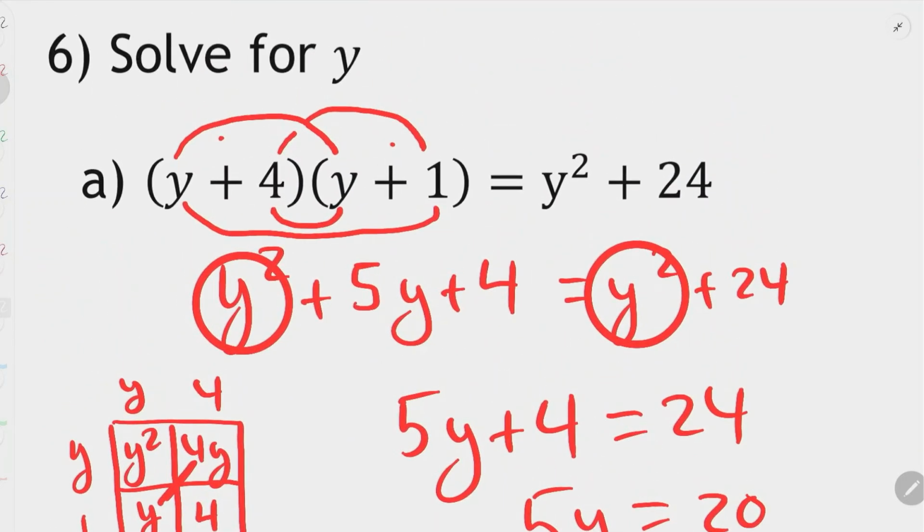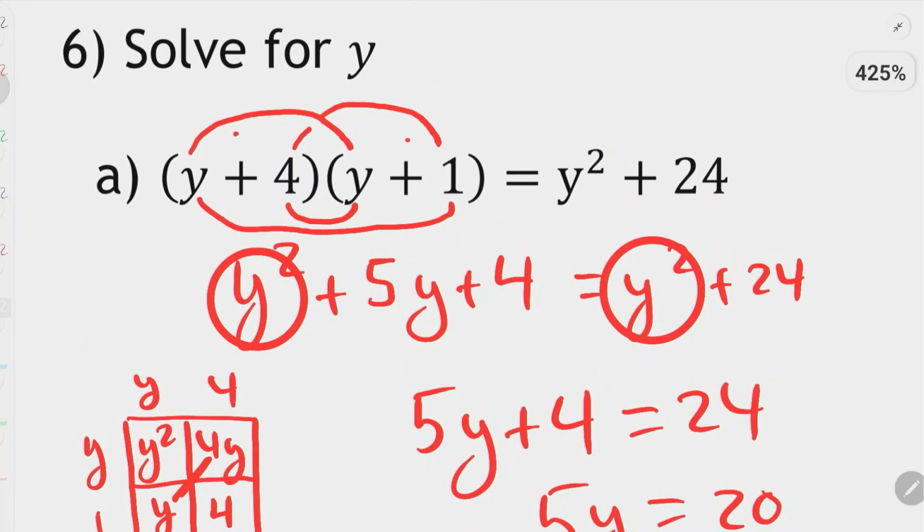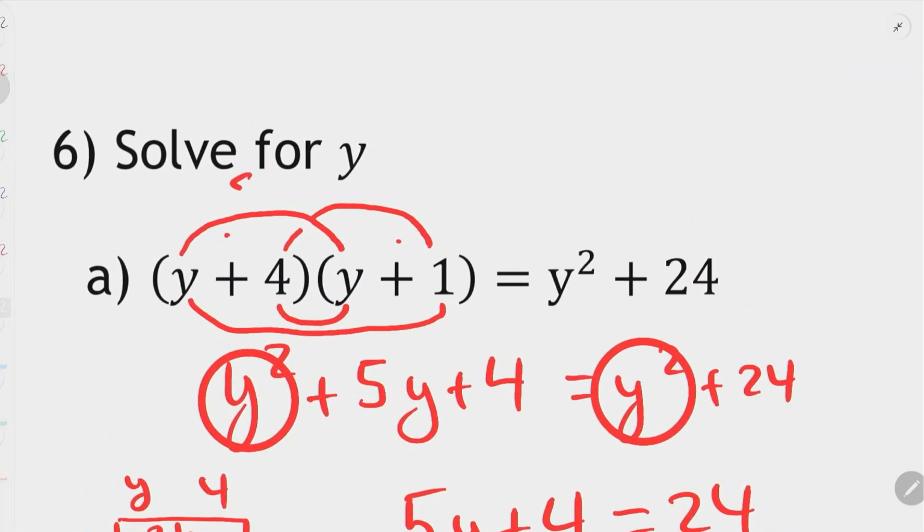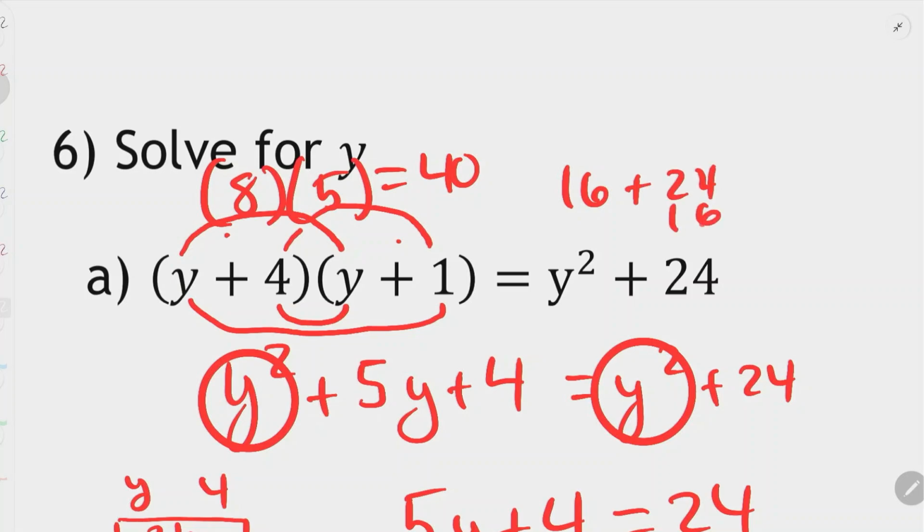If I come back up here and I check this, 4 plus 4 is 8. So this becomes an 8 times 4 times 5. This becomes 40 on this side. So this side equals 40. Over on the other side, I've got 4 squared, which is 16 plus 24. And if I take 16 and I add 24, 4 and 6 is 10 carried. I get 40 also.